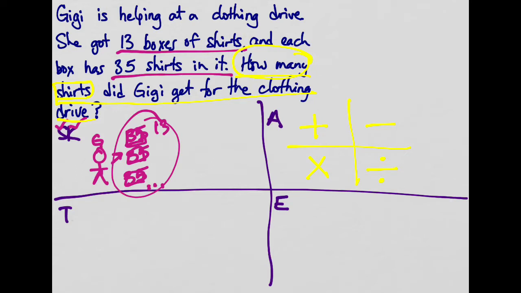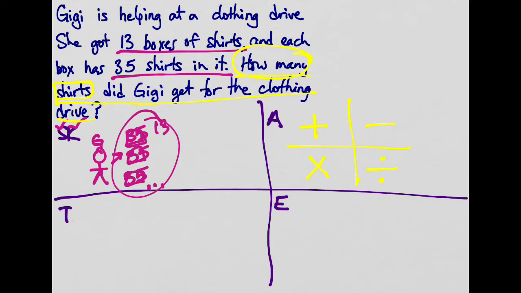Looking back at the problem, I need to figure out, am I putting something together? Am I putting together, like adding over and over, or putting together pieces? Or am I taking something apart? So I've got to figure out, is Gigi taking a box of shirts and splitting them up? Is she taking those boxes, those 13 boxes, and splitting them equally? Or is she taking the shirts from every box and adding them together in one big pile?